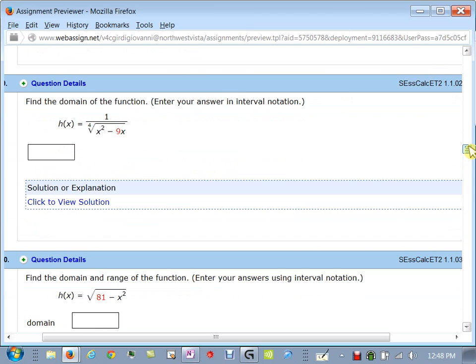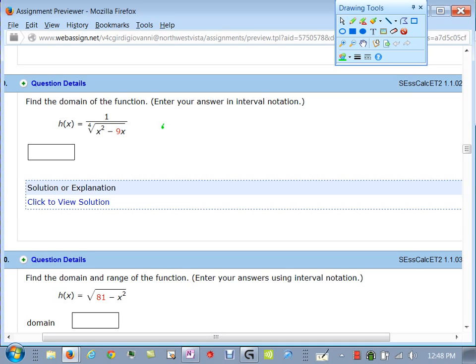Okay, next one. Find the domain of this one. So same sort of thing for this domain. I just need to make sure that the x squared minus 9x, that thing has to actually be greater than or equal to 0, because it can't be negative because it's under a fourth root. And it can't be 0 because you'll have division by 0. So the way that I'm going to do this is I'm going to rewrite this as an equation, factor an x out, and then I'm going to get two solutions, 0 and 9.